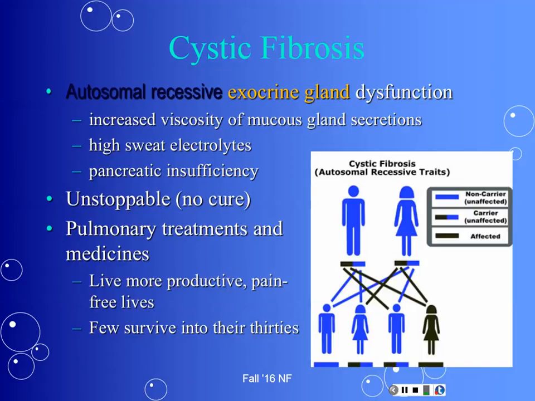So really thick, thick, thick mucus. They're going to sweat out a lot, and what they sweat out is high in electrolytes. So they're going to lose a lot of sodium and things like that in their sweat. And pancreatic insufficiency, because the pancreas is going to get clogged up with those mucus gland secretions. It is unstoppable. There is no cure. There are levels of severity with CF, and basically you're looking at trying to give them productive, pain-free lives. You're trying to limit the number of exacerbations they have.